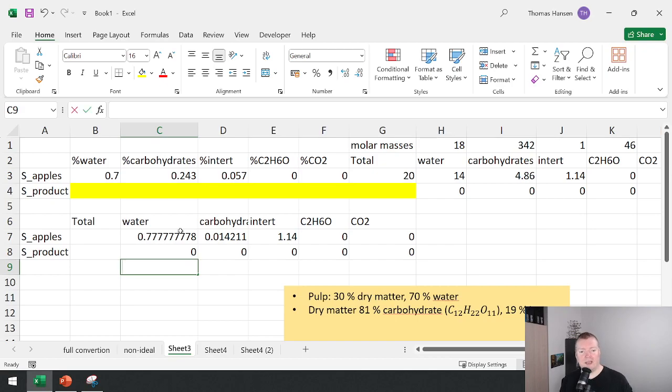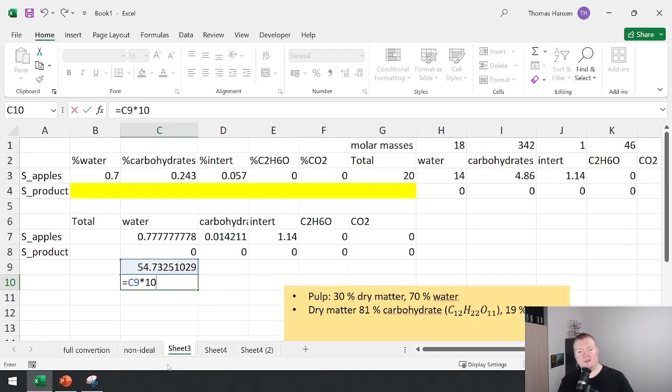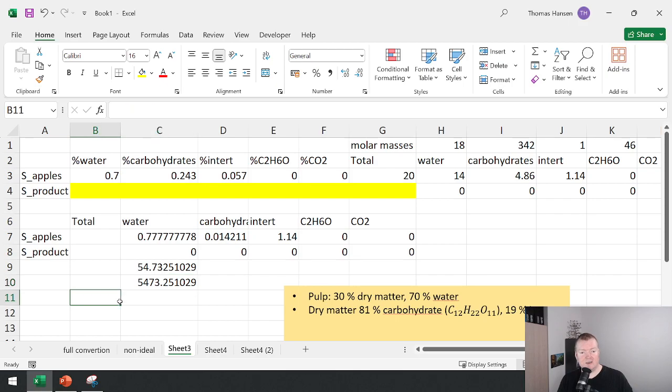Numerically, it won't matter. So in terms of excess, I would just take the amount I have compared to the amount I need. So I already know that I have an excess of water of 54. If I want to convert that into percentages, 5,473%. I basically have 54, almost 55 times as much water as I need.